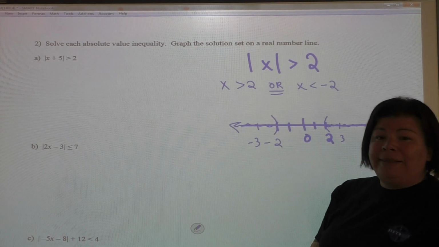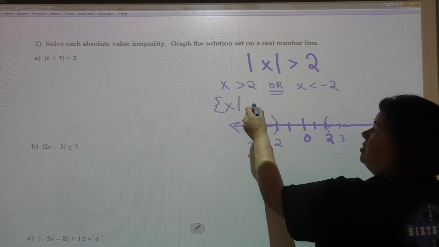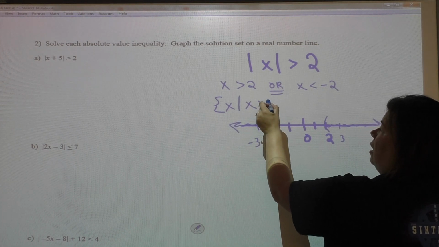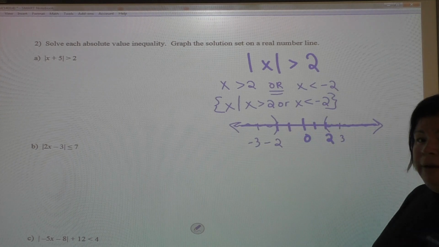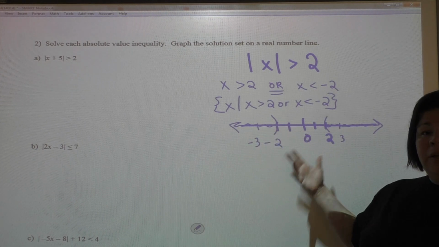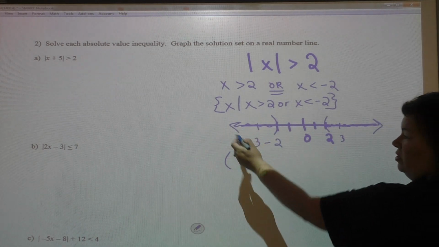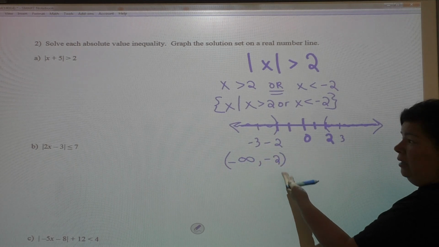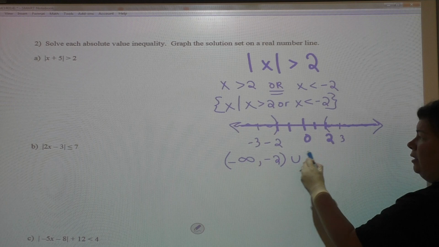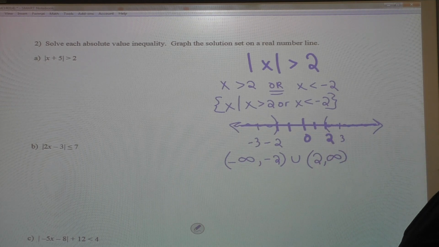If we were to write this in set builder notation, our answer would be the set of all x values such that x is greater than 2, or x is less than negative 2. And that would be our answer. If we were to write this in interval notation, we read it left to right. Our lowest number is negative infinity all the way through negative 2, but not including it, so it's an open interval, united with 2 all the way to infinity. Of course, that's an open interval as well. So that would be our final answer.